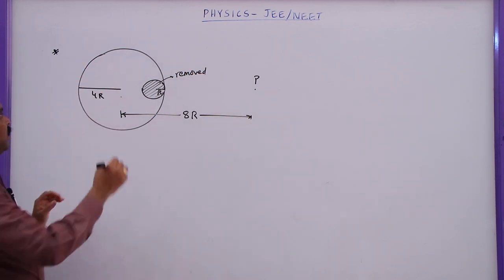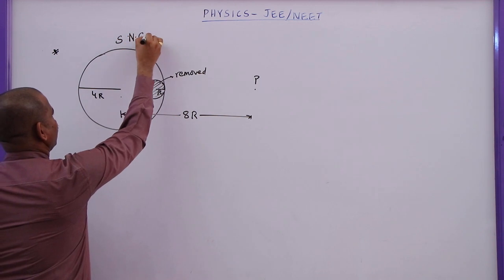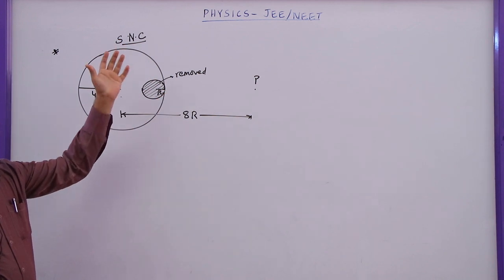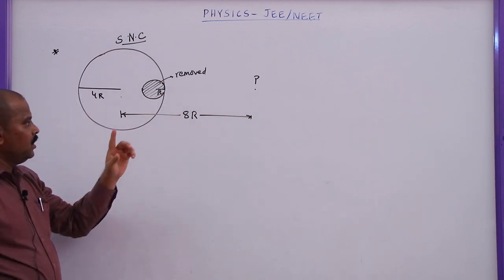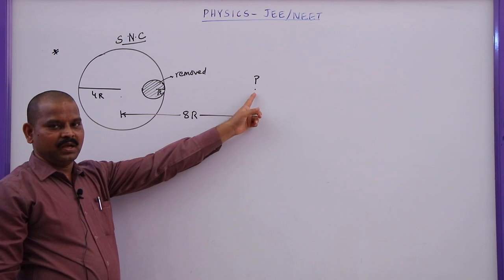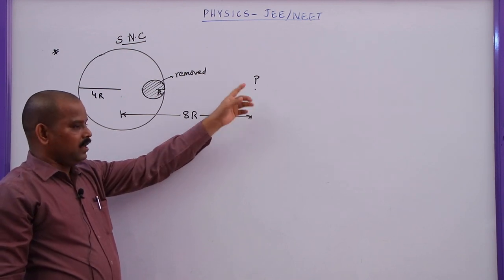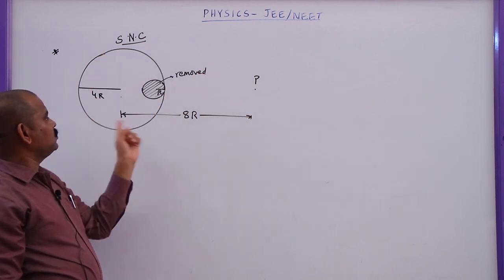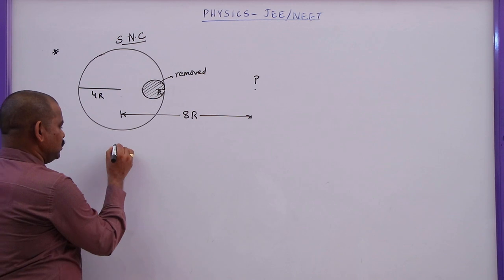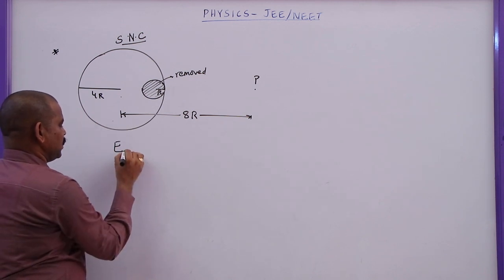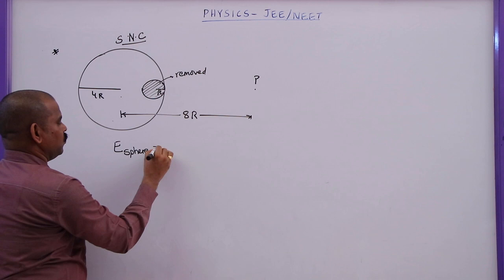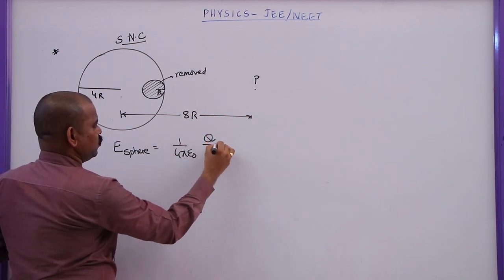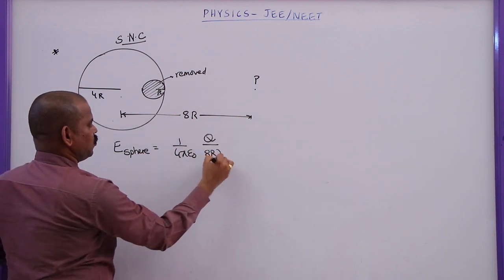This is a solid non-conducting sphere. This point is outside the sphere, so you can use that formula by using the shell theorem. Electric field outside the sphere is given by E is equal to 1 by 4 pi epsilon naught Q by r square, because the total charge is assumed to be at the center. So what is the electric field due to the original sphere? This is 1 by 4 pi epsilon naught q by the distance 8r whole square.